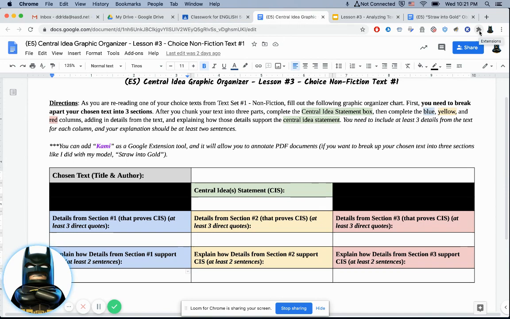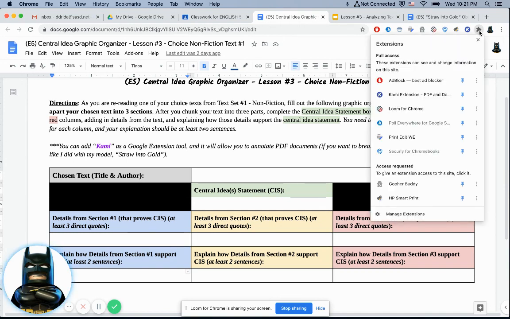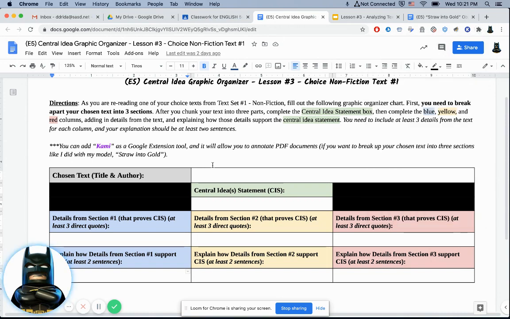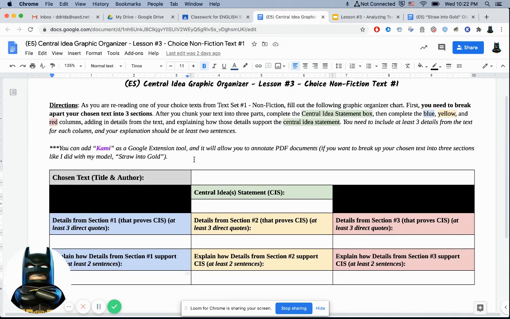again, Google extensions are up here. And you can manage extensions. You can search for the Kami Google extension, add it on there. Pretty simple to do. If you have questions on that, I can help you figure that out. But that's just if you want to be able to literally annotate on your PDF documents. If you can figure it out and you have a different system to make sure that you chunk it, go for it. But that's just another way that you can write on it and you can save it, and those annotations will save on your PDF document as well.